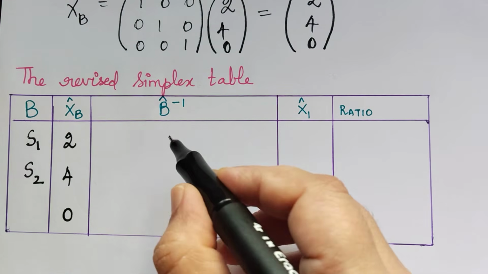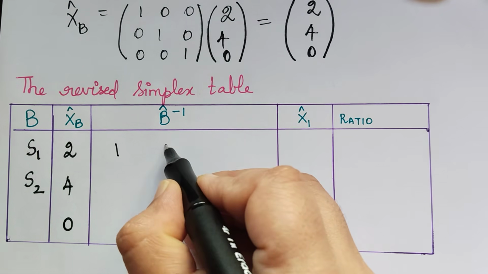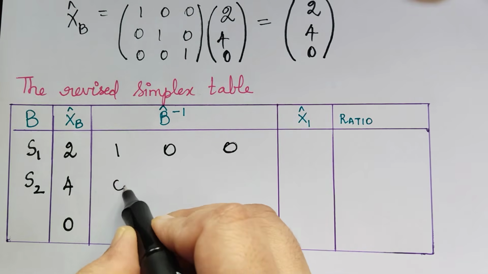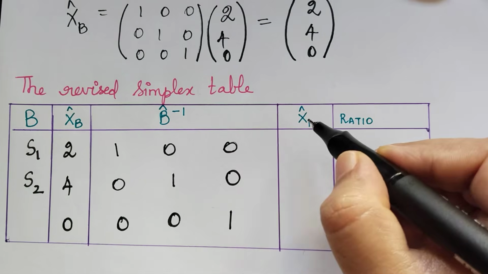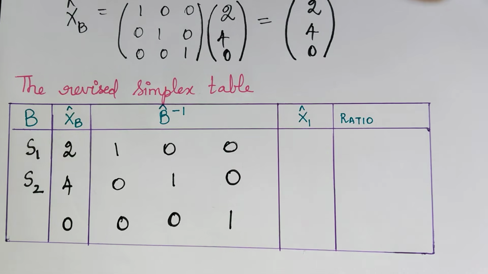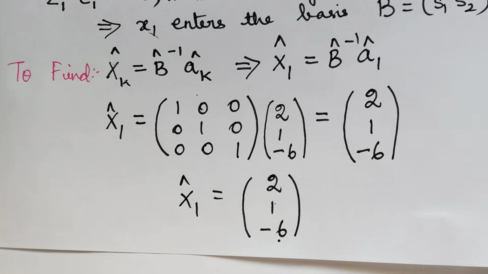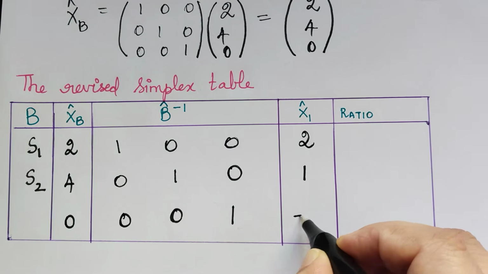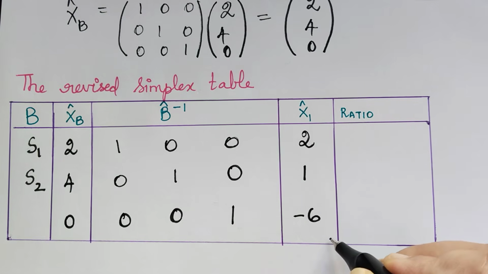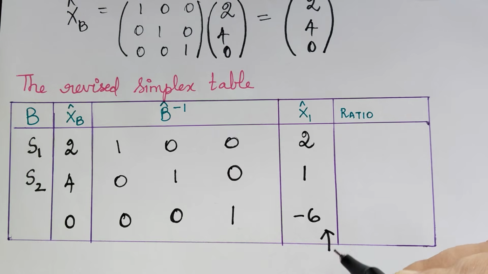240. And then B cap inverse. B cap inverse, we know that initially it is the identity matrix. So 1 0 0, 0 1 0, and then 0 0 1. And x1 cap. X1 cap is we have calculated, that is, we obtained it as 2, 1, minus 6. So let us substitute that. So 2, 1, minus 6. Why x1 cap we have taken? Because we saw that x1 enters the basis. So now we have to see which leaves the basis.